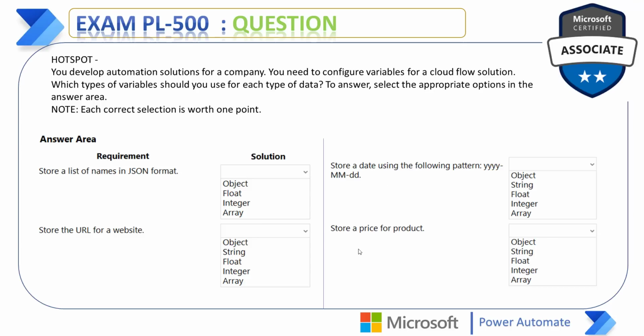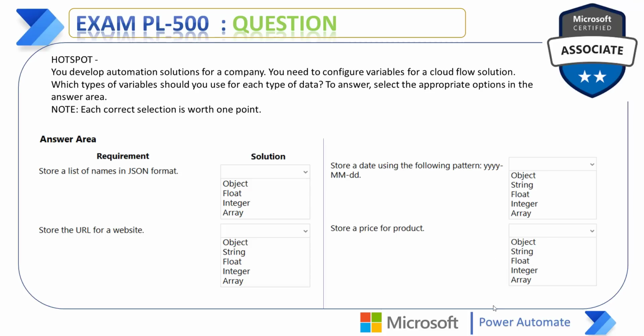Now coming to the final requirement: I want to store a price for the product. For example, if I have the price of a product as 20 rupees or $20.05, I'm going to use the float data type, correct? I'm not going to use integer because it won't accept decimal values. So to store a price for the product, in that case, I'm going to use the float data type.